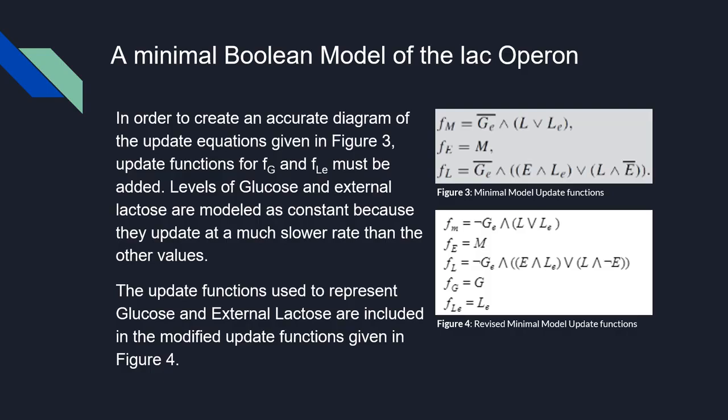As you can see in the figure on the bottom, we added equations for external glucose and external lactose to accurately account for all the necessary variables. We had these variables equal themselves because they update at a much slower rate than the other variables. This means the values of these variables will stay the same in the next time instance. So again, to translate them, it would simply be to have glucose in the next time instance, there needs to be glucose present now. And to have external lactose in the next time instance, we need to have external lactose now.